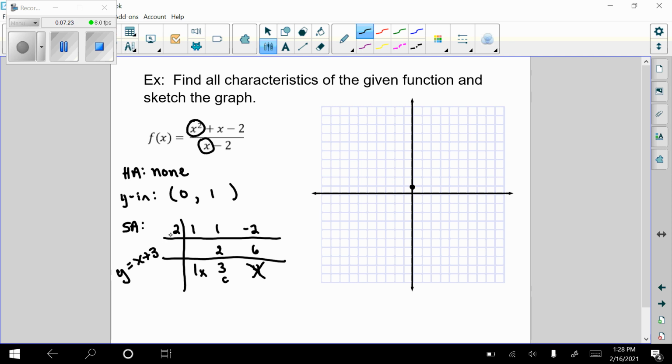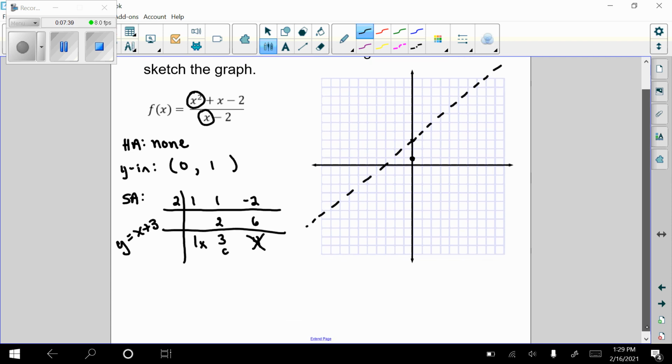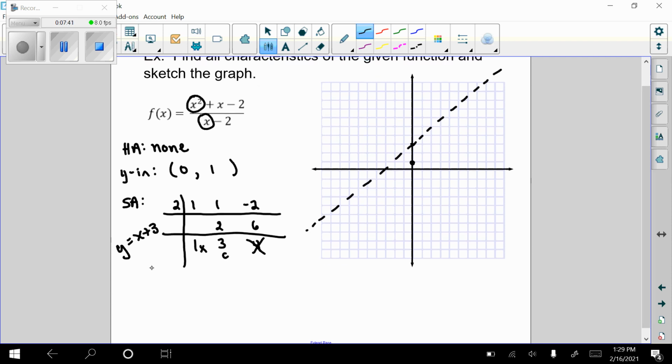So I have a y-intercept of 3. And if I go up 1 over 1, my slant asymptote is going to fit in here, something like that. So now I need to factor. So my numerator is going to be x plus 2 times x minus 1 over x minus 2.